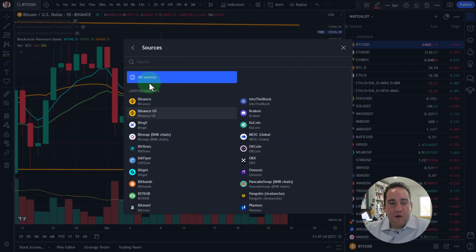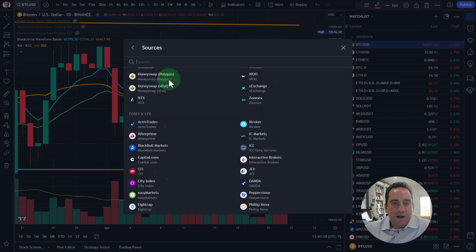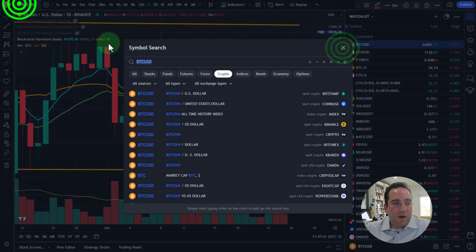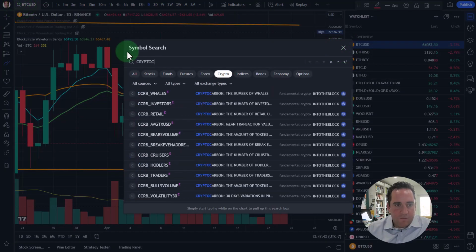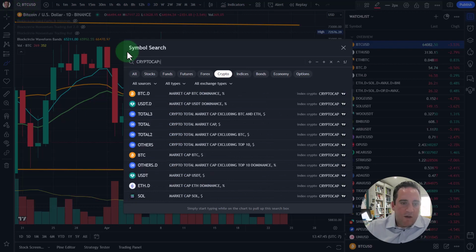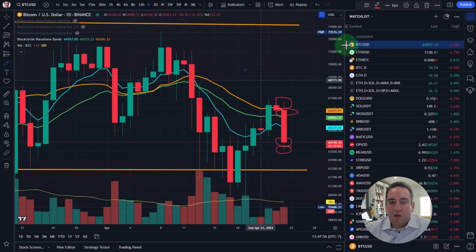And then you have all of the exchanges that you can filter to. So the beauty of this is that there's a CryptoCap. If you type in CryptoCap like this, you're able to actually look at market cap dominance across not just Bitcoin, but across some of the more prominent tier one assets. And that's really how you initially add an asset.